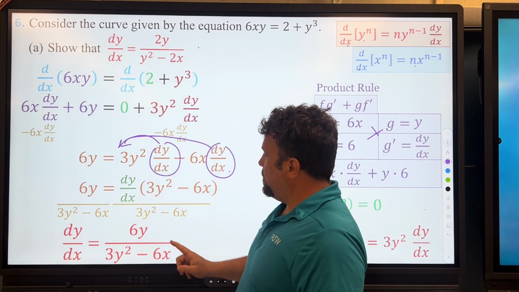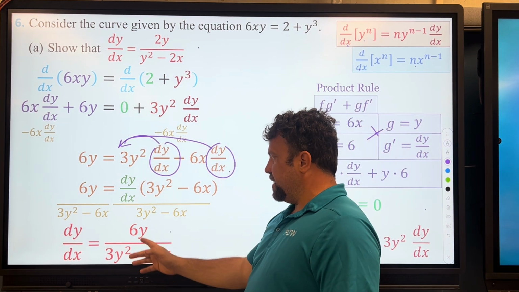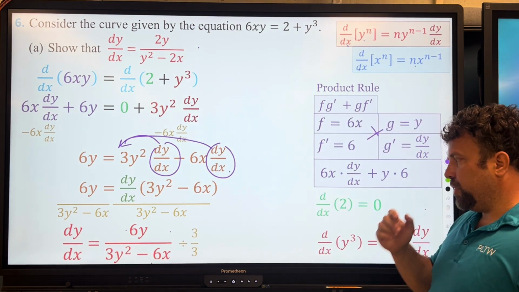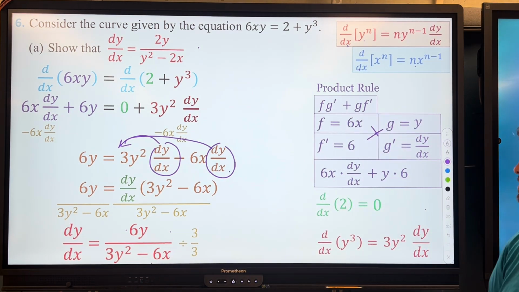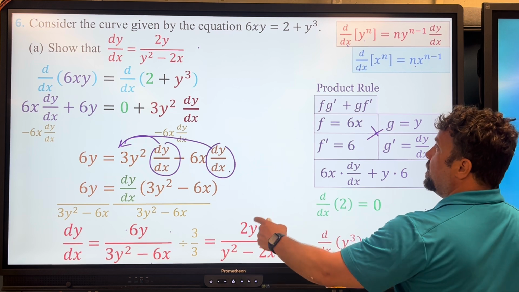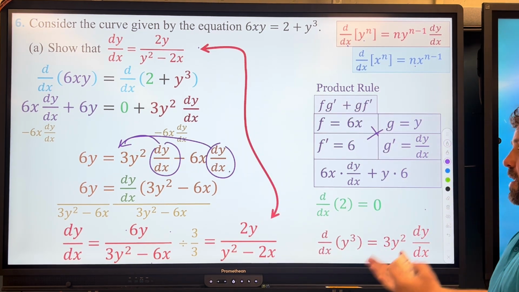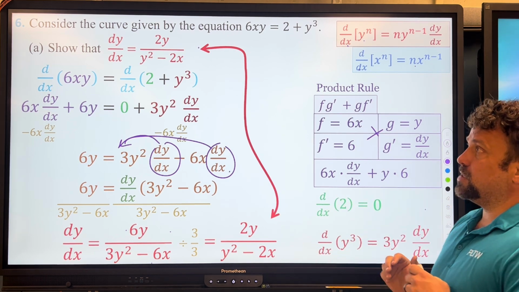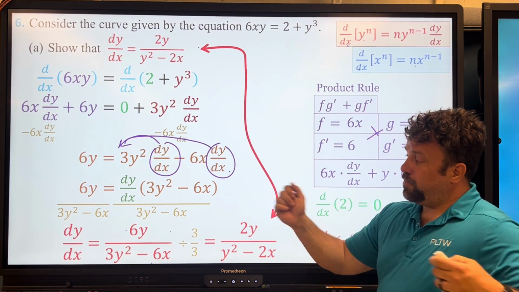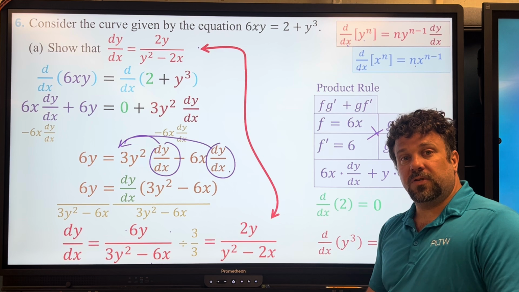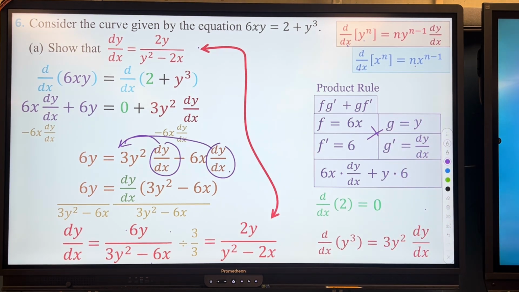This doesn't match, but what can I do? I could simplify this. I notice that a 3 goes into all three of them. 6 divided by 3 is 2, 3 divided by 3 is 1, so you get 2y over y squared minus 2x. They both equal each other. You just successfully showed that that's your answer by doing implicit differentiation. All right. Whew.